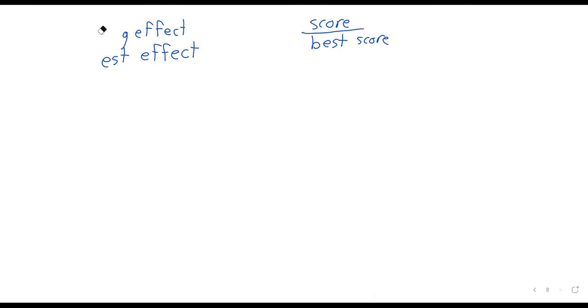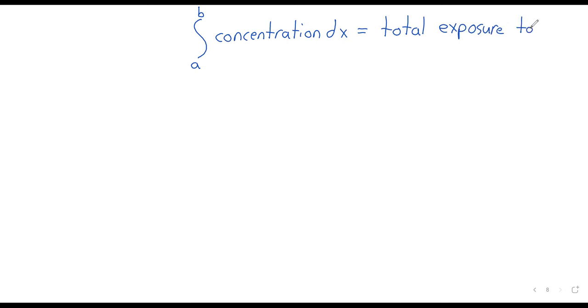So how should we measure that? It should be something divided by something else. And now let's go back and remember an example we did when we were talking about the trapezoidal rule. And I said that the integral of the concentration of a drug in a patient's bloodstream from A to B is the patient's total exposure to the drug.